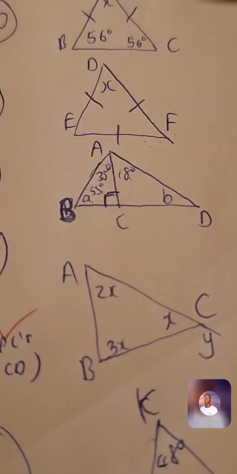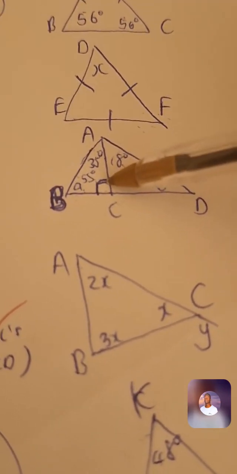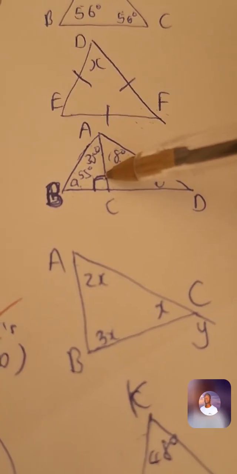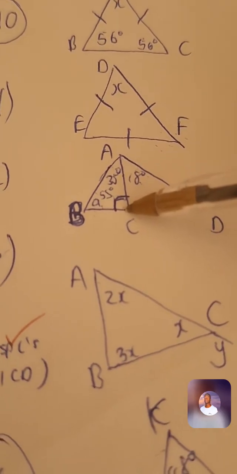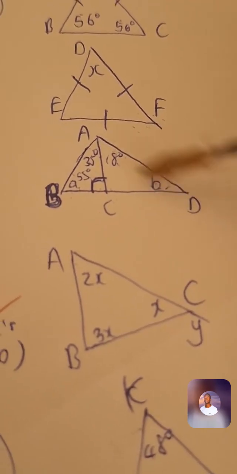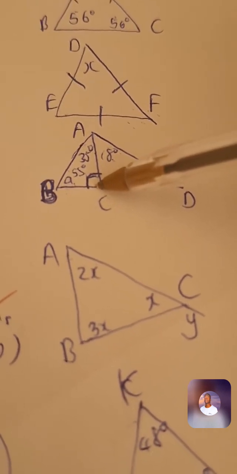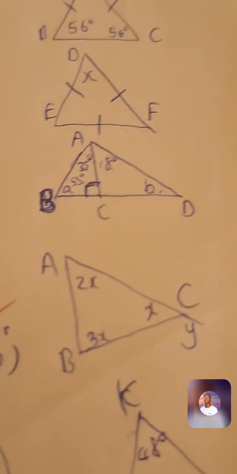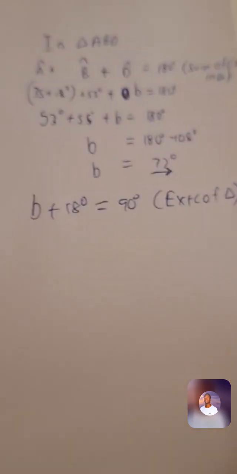Yes, 100%. In the comment section, there's someone else who's saying you could have also used an exterior angle of a triangle. Yes, this is 90. It's the exterior angle of which two opposite interior angles? 18 and B. So you can say B plus 18 is equal to 90. Reason: exterior angle of a triangle. That would have also worked, and that's also fine.